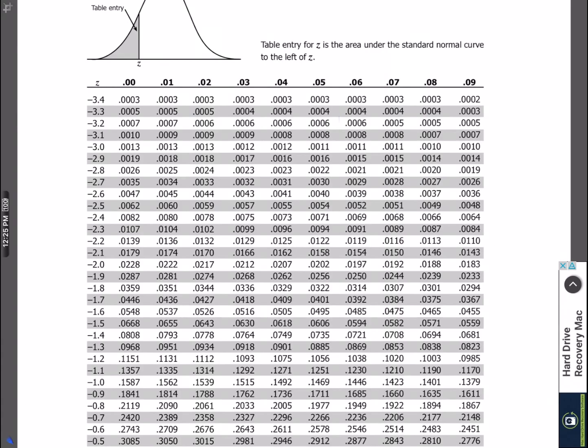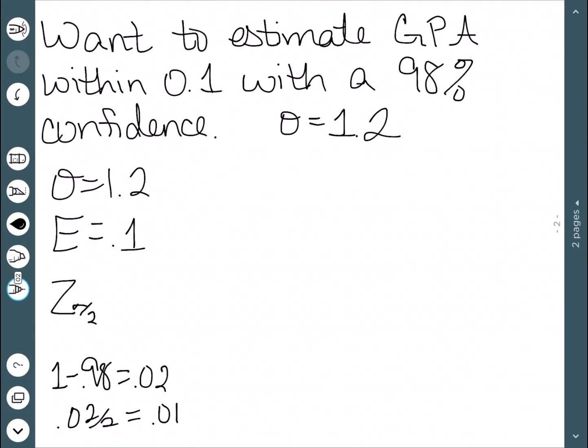So here's our Z table. We need to find 0.01, which we can see right here, this 0.0099 is going to be the closest, which is negative 2.33. Coming back to our example, we now know that Z is 2.33.